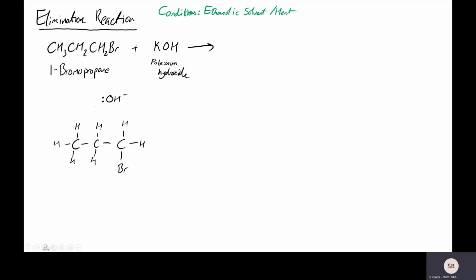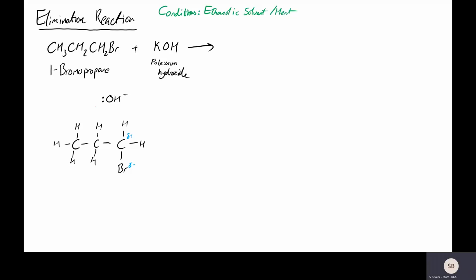So first thing to do, as always, let's put on our partial charges. Delta minus on the halogen, a delta plus on the carbon it's bonded to. Because of the difference in electronegativity, no other partial charges.